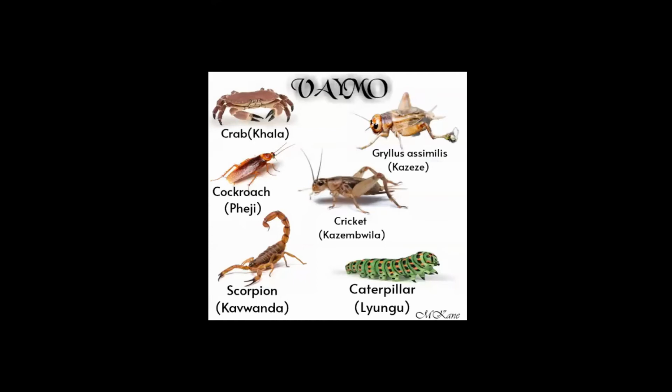So the next page on our insects today is this one. That's our next page for the insects. So we have crab, kala. That is it, crab. I'll go down.